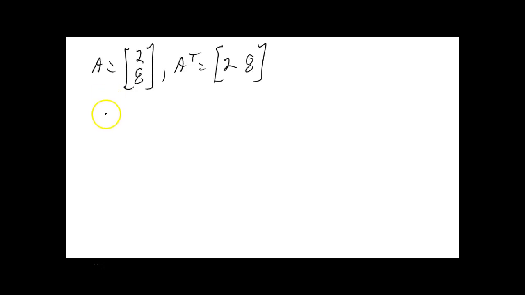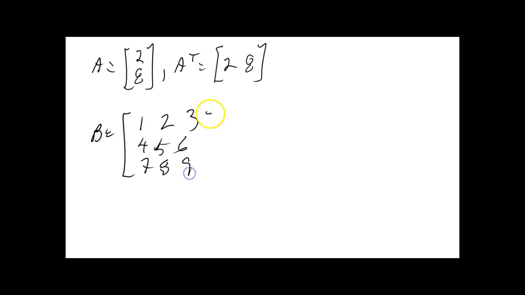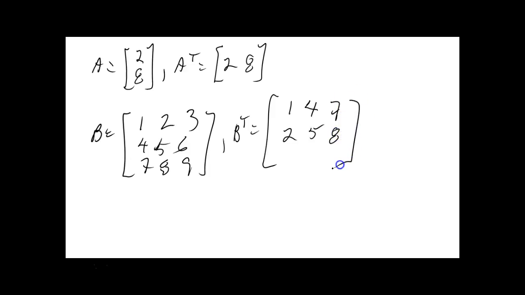Now if you want a square, you get a square. B is equal to 1, 2, 3, 4, 5, 6, 7, 8, 9. What would be its transpose? It'd be 1, 4, 7, 2, 5, 8, 3, 6, 9. Perfect.